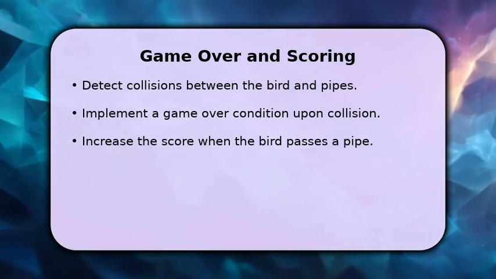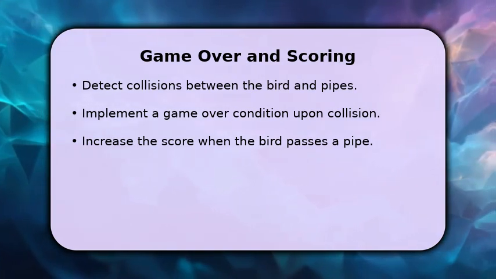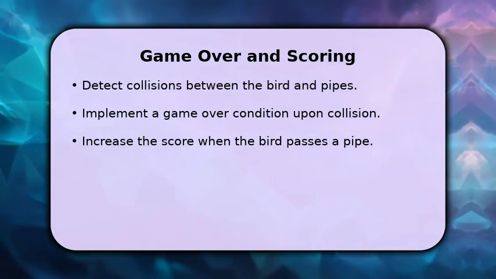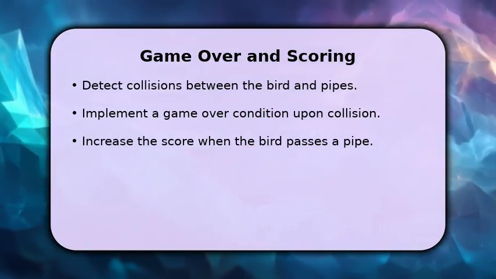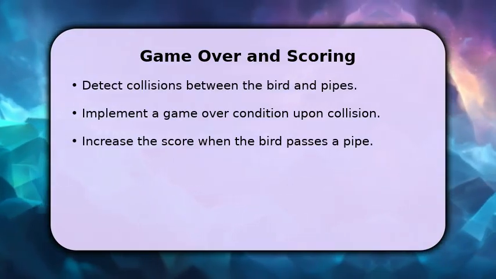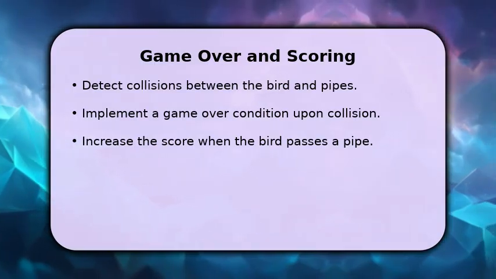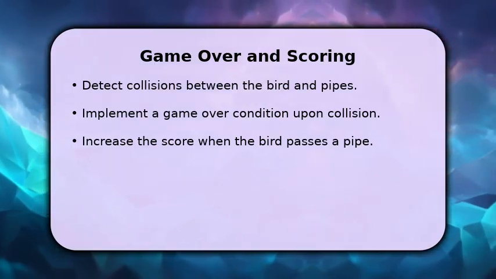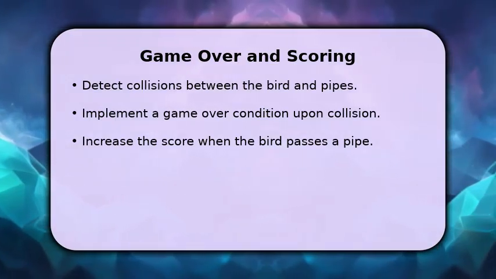Finally, let's add game over conditions and scoring. Use a touching block to detect when the bird sprite collides with any pipe clone. Upon collision, broadcast a game over message to stop all scripts. To score, detect when the bird successfully passes between a pair of pipes, incrementing a score variable by 1 point each time. Display this score prominently on the screen for players to track their progress.